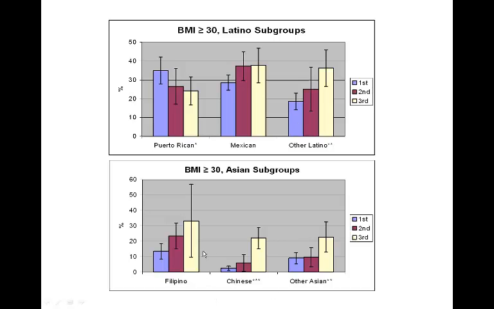For Asians, you see the same sort of stepwise relationship here more apparent, although it's not necessarily uniform. You see some similarity here, for example, between the first and second generation, and also among the first and second generation Chinese, with then a huge difference here in the prevalence of obesity among those in the third generation, really relative to the first and second.